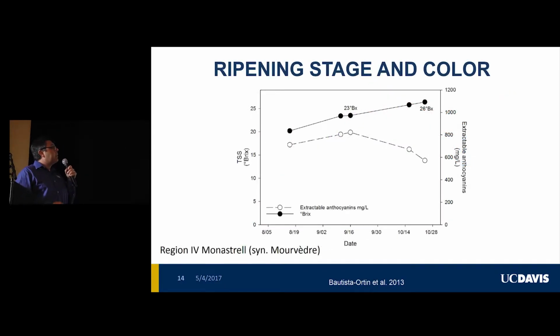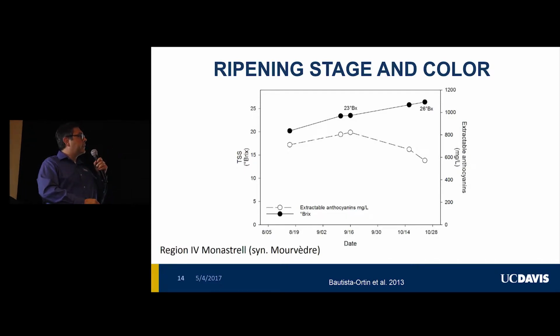When we look at ripening stage versus color in a warmer climate, region 4, which might be accumulating close to about 2,000 growing degree days based on degrees Celsius, and we look at extractable anthocyanins in milligrams per liter of the volume, we see that these start declining quite readily after 23 degrees Brix. Unfortunately, they took the study only to about 26 degrees Brix. Most of our studies in Napa were taking them to about 32 Brix.